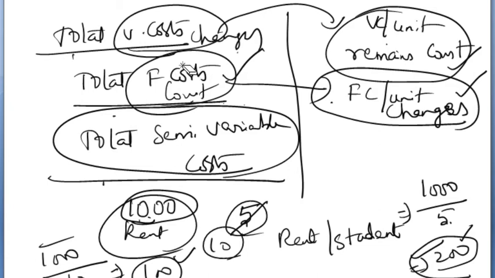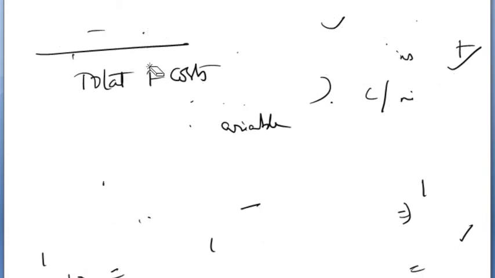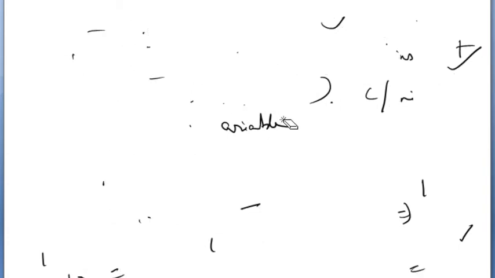Now what we'll see right now is certain graphs which will help us understand what is a variable cost, what is a fixed cost, and what is a semi-variable cost. With the help of a graph, we'll try to understand all those things. Okay, right, Nana. So let me erase.